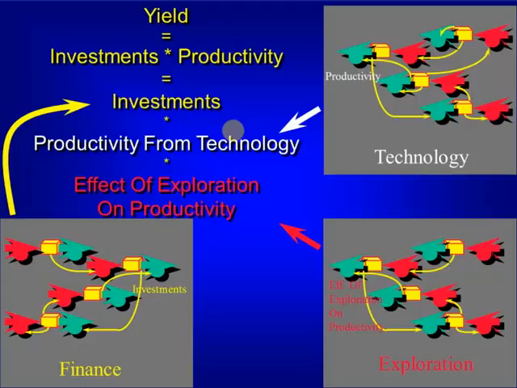Did you get that? Well, maybe. We'll see. Okay, so here is the system. The yield from exploration, from finding oil, depends on investments in exploration and the productivity of those investments. The investments are coming from the financial system. The productivity is coming from two different systems.